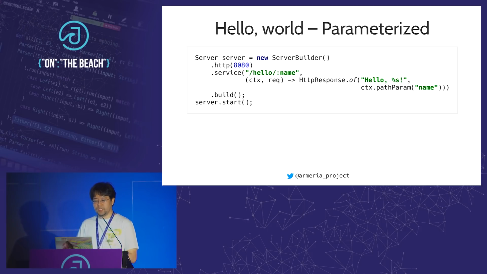So if somebody sends a request to /hello/Armeria, the parameter name will have the value Armeria. And we use %string to format the response. Pretty simple, and yeah, that's the service that accepts one path parameter.